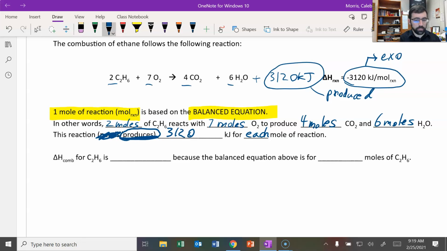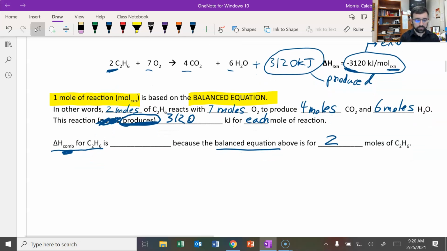Delta H of combustion, so this is a little bit different, for C2H6 is going to be a smaller number than that. The reason is because we have 2 moles of C2H6 for the balanced equation. Remember, this is the heat of the reaction. I want to know the heat of combustion. Heat of combustion of that is going to be for 1 mole of it. So if this amount of heat is produced when I burn 2 moles of ethane, the amount of heat produced when I burn 1 mole of ethane will be half as much.